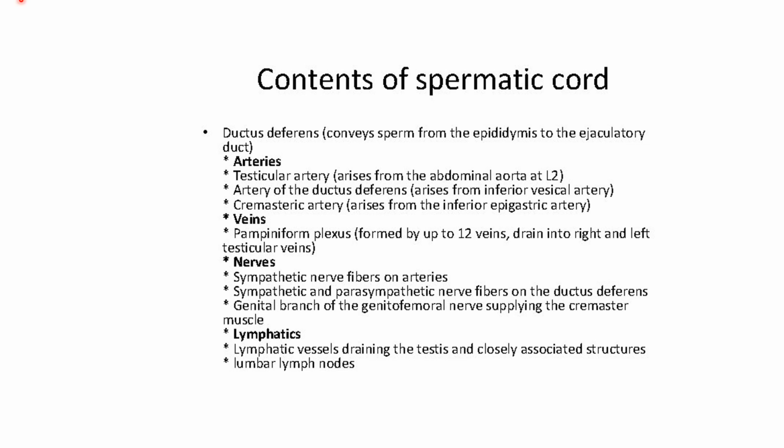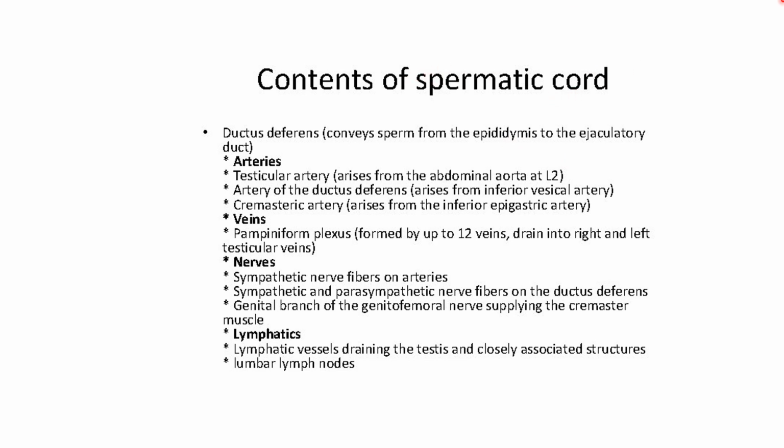Now coming to the contents of the spermatic cord. The contents consist of the ductus deferens, a fibromuscular tube, part of the male reproductive system, a carrying channel that conveys the sperm, which are produced in the testes and stored in the epididymis, to the ejaculatory ducts.